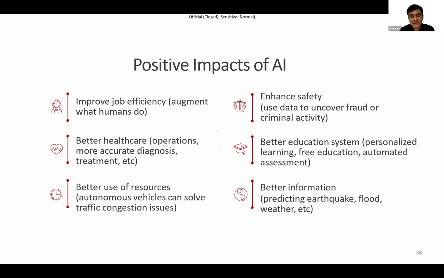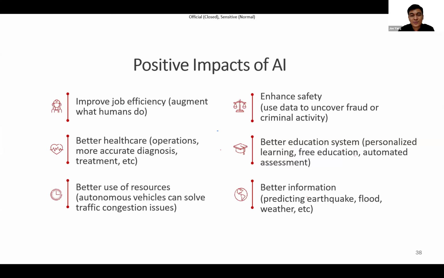In a positive way, AI can help to ease your load, ease difficulties, and also improve your efficiency. Yeah, good. But let's talk about the positive impact first. So yes, AI can improve your job efficiency, provided you know how to use it.